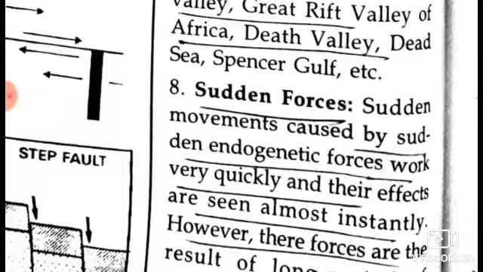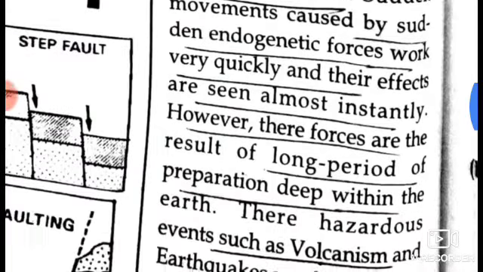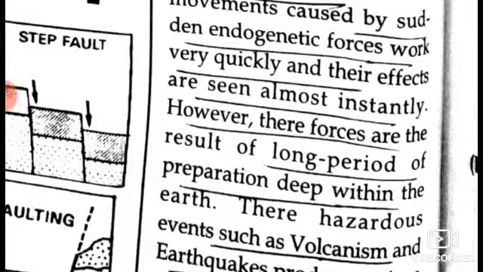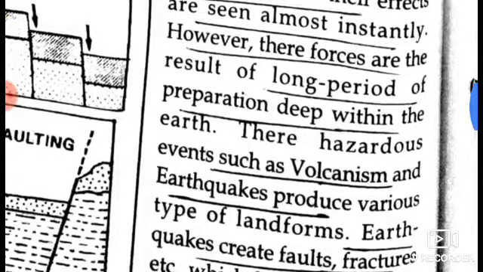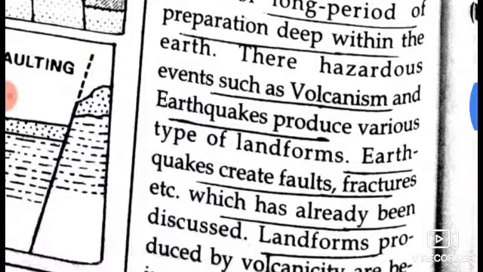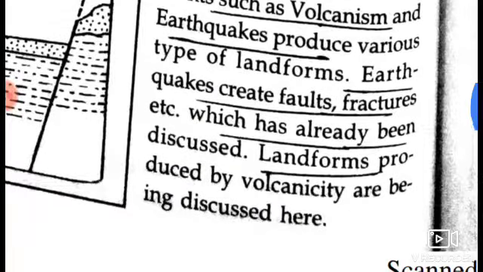Sudden movements caused by sudden endogenetic forces work very quickly, and their effects are seen almost instantly. However, their forces are the result of a long period of preparation deep within the earth. These hazardous events, such as volcanism and earthquakes, produce various types of landforms. Earthquakes create fault structures, etc., which have almost already been discussed.